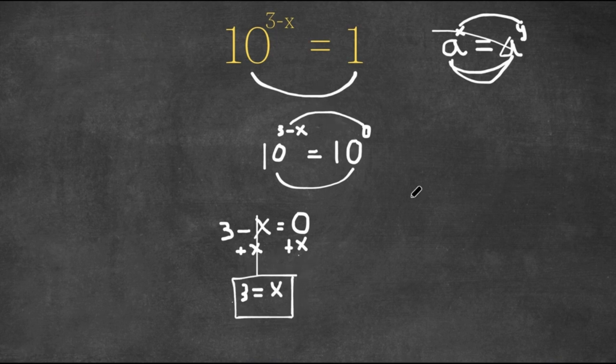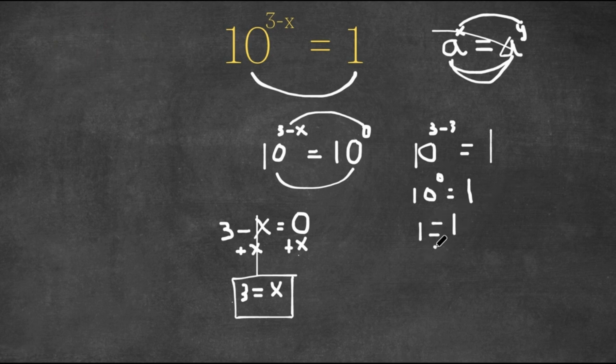Now, why don't we go ahead and plug it in to our equation? So this gives us 10 to the power of 3 minus 3 equals 1. 10 to the power of 3 minus 3 is 10 to the power of 0, which equals 1. And remember, anything to the power of 0 equals 1. So we have 1 equals 1. And this is right, meaning our answer of x equals 3 is right.